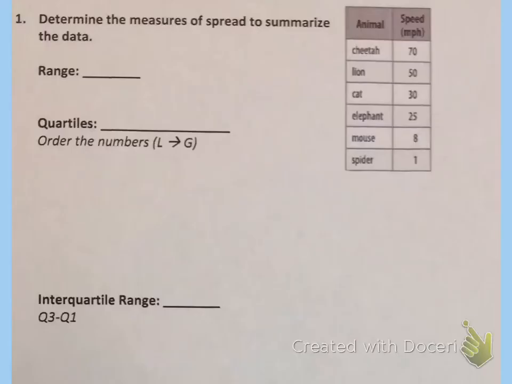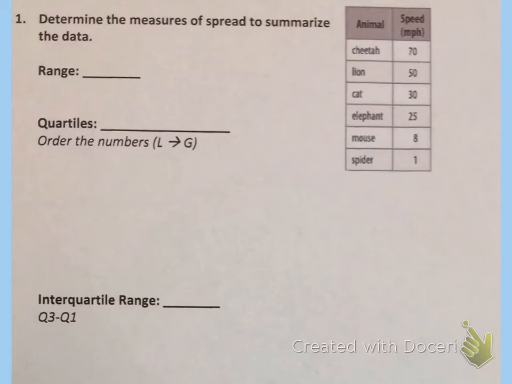So let's try an actual problem. This one says determine the measures of spread to summarize the data. So we need to look at this little table that's off to the side, and it is giving us animals and their speeds. So it goes from cheetah all the way down to spider, 70 down to 1, and we need to find the range.